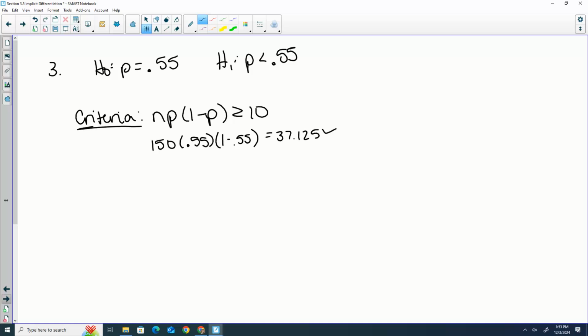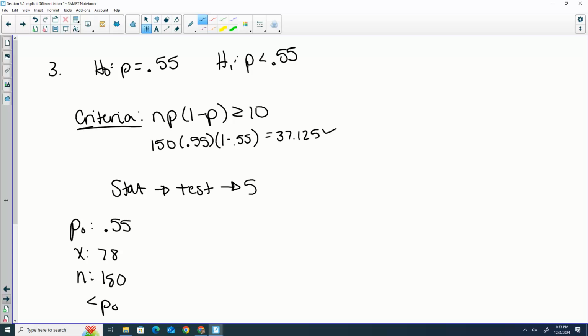Then, if we are doing this on our calculator, so I'm going to go to stat, test, which one? Okay, so then it's going to ask me some questions. P sub 0, what's the P of our null? That's the 0.55. X is given in the problem. It told us X was 78. N is 150. And I am testing the less than.